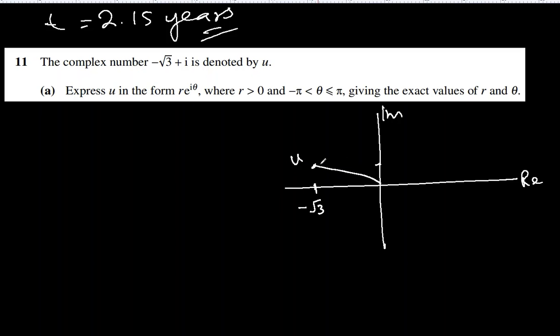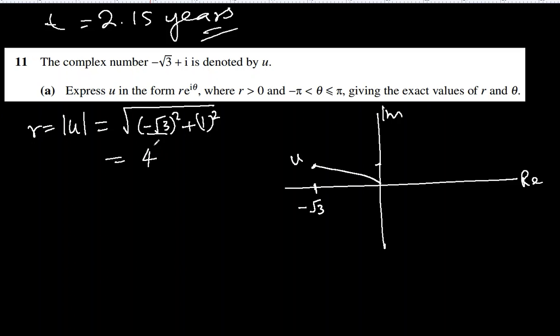So this becomes our u with reference to the origin. So let's find the modulus, which is r. r is the modulus of u, which will be the square root of minus square root 3 squared plus 1 squared, which will be the square root of 3 plus 1, that is 4, and that's equal to 2. So r is 2, positive, negative ignored.